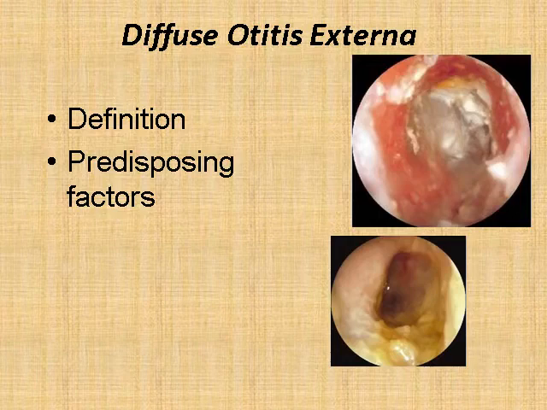What are the predisposing factors to diffuse otitis externa? Same as those of furunculosis, both are bacterial infections. Just one is localized and the other is diffuse, but they have the same predisposing factors as we said before. The most important predisposing factor is diabetes mellitus, scratching of the external auditory canal, swimming in an infected pool, excessive sweating, and seborrhea. If you want to remember these, the 5 S's: scratching, swimming, sweating, seborrhea, and sugar for diabetes mellitus.